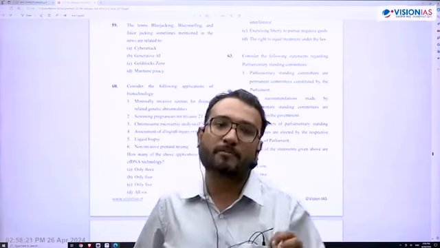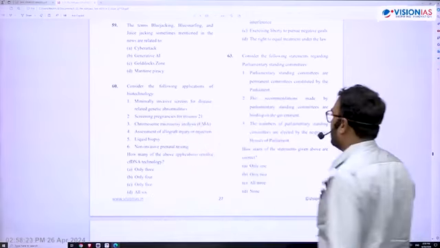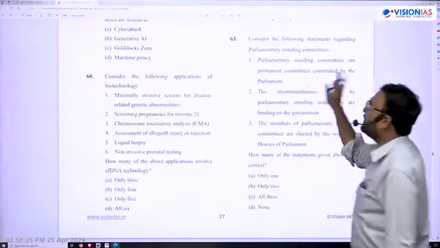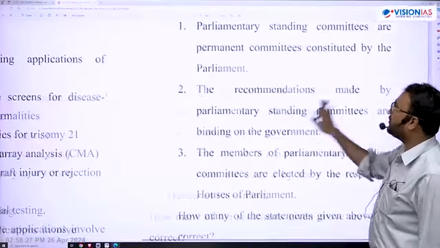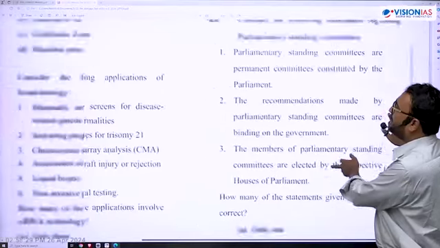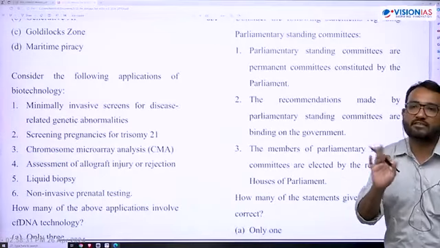It is a 3-hour topic, but DRSC is important. In Mains they have asked the question. Anyways, Parliamentary Standing Committee being a permanent committee is correct. Recommendations made by Parliamentary Standing Committee are binding on government. No, recommendations of these committees are not binding.